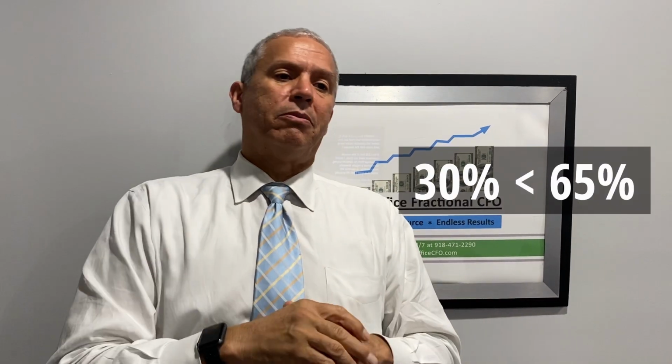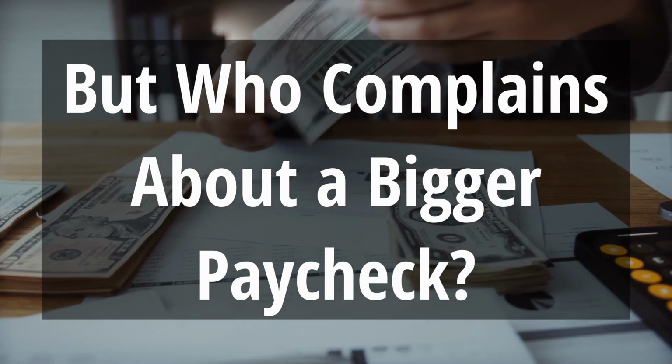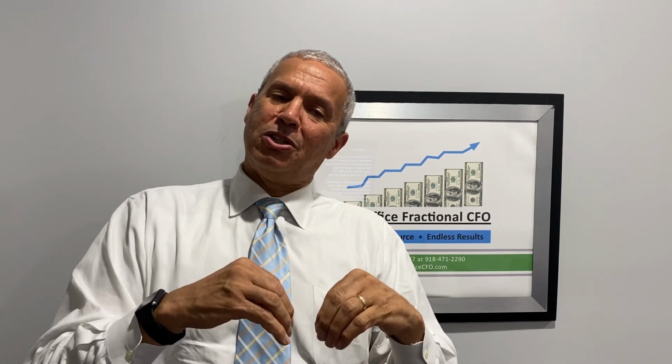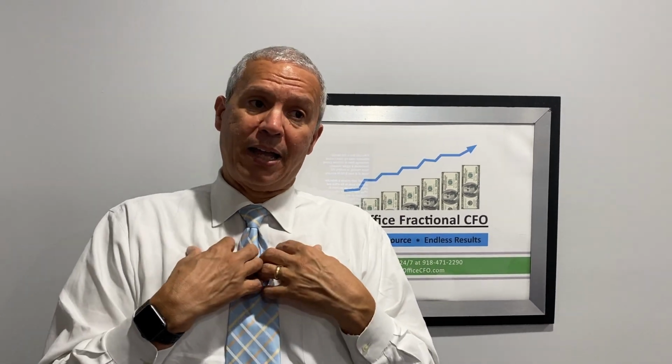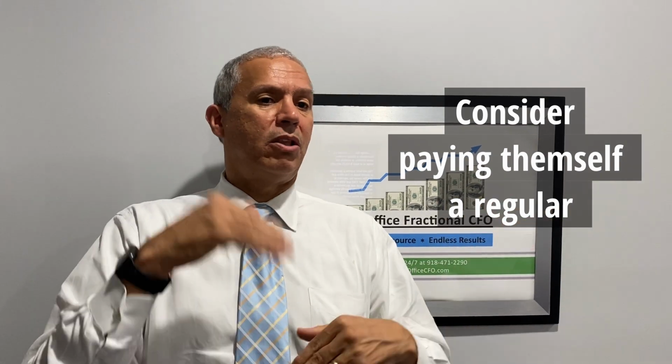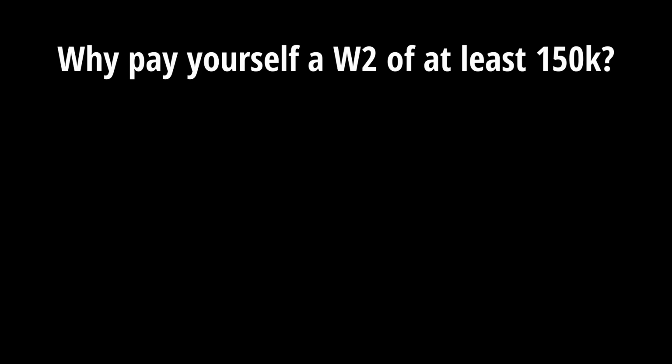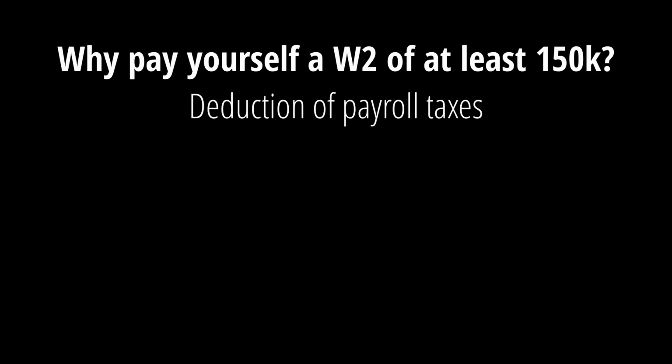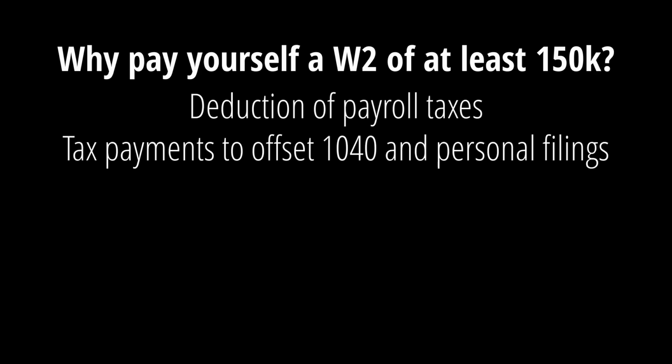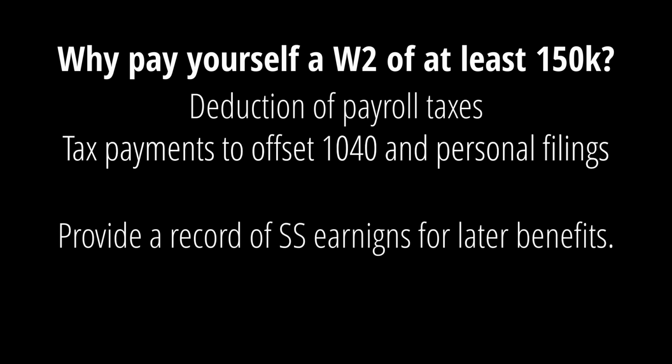Again, using the industry standard rule of thumb of 30% for owner compensation, we see that this exceeds that amount, but what law firm owner will complain about paying themselves more than the average? If the LDG law firm in this sample statement were my client, I would encourage them to consider paying themselves a regular bi-weekly, twice monthly, or monthly W-2 wage of at least $150,000 annually for two reasons: to provide a deduction of payroll taxes to the office and give the owner tax payments to offset their 1040 and state personal tax filings, but also to provide a record of Social Security earnings in the event they become of age and want those benefits.